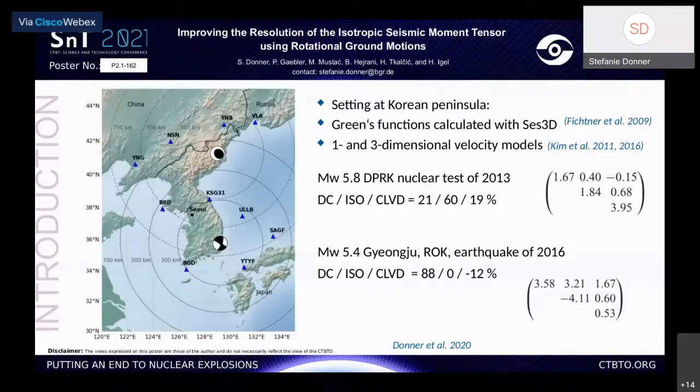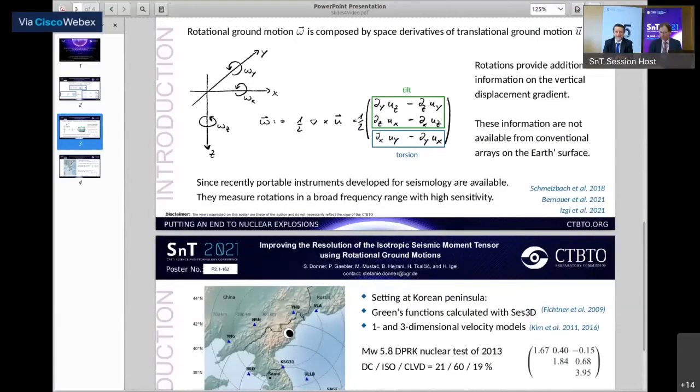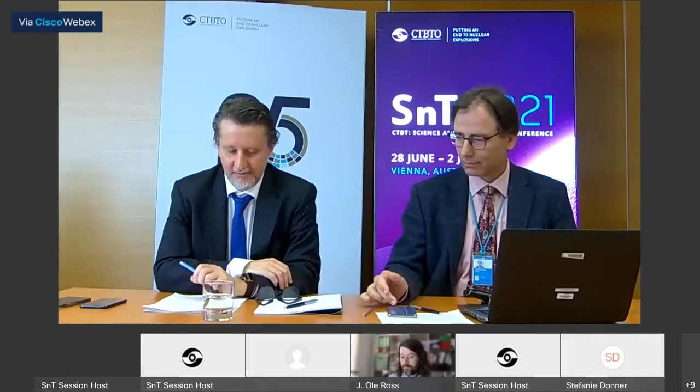Thank you very much. Thank you so much, Stephanie. Very interesting. And it's nice to see some handwritten equations too. The next presentation is going to be Aurélie Guillem-Trilla on rapid and automated full seismic source characterization. Please, the floor is yours.